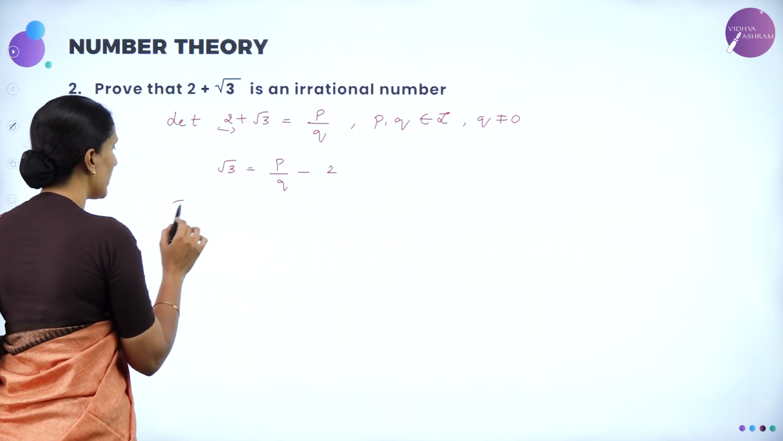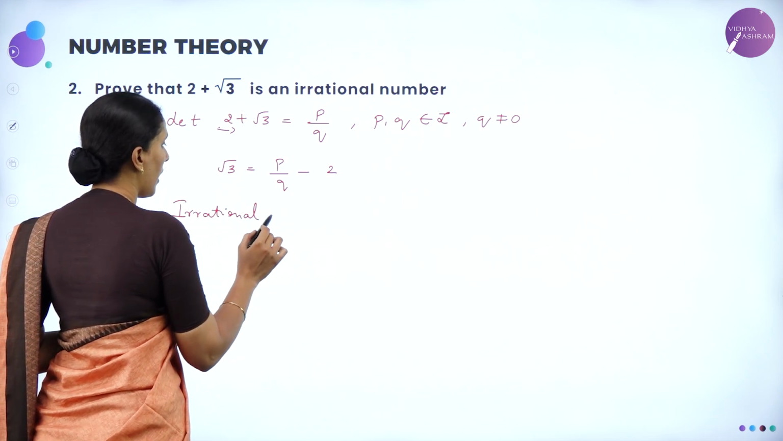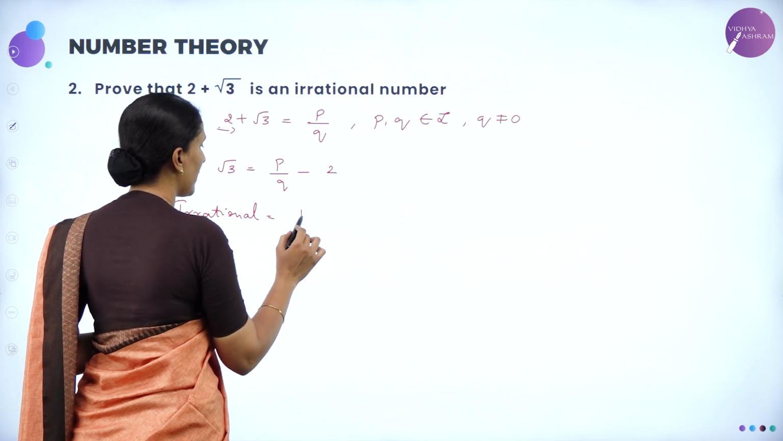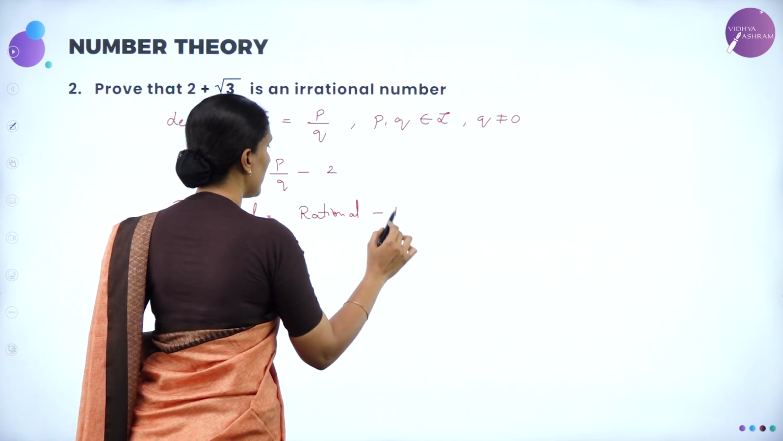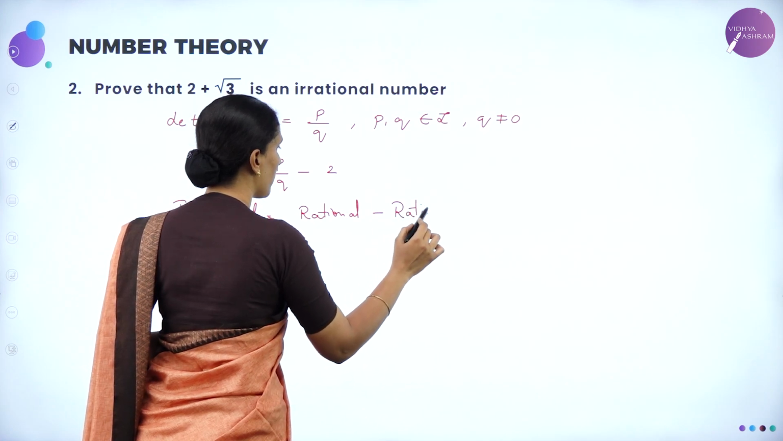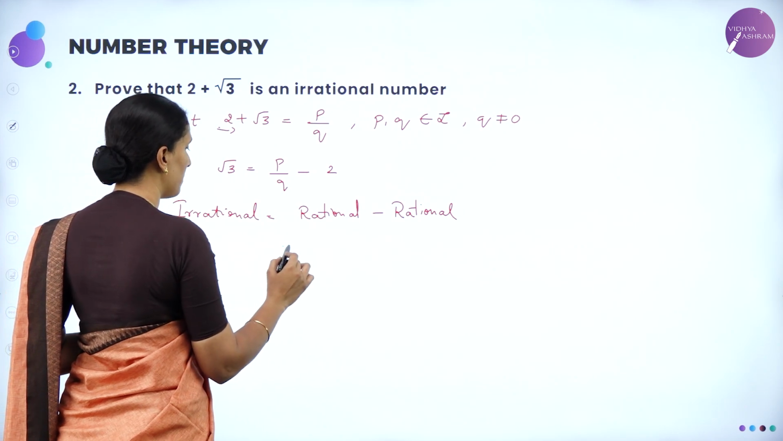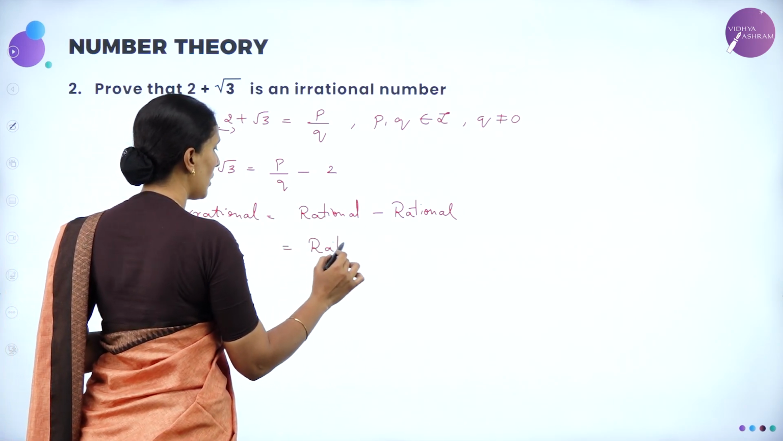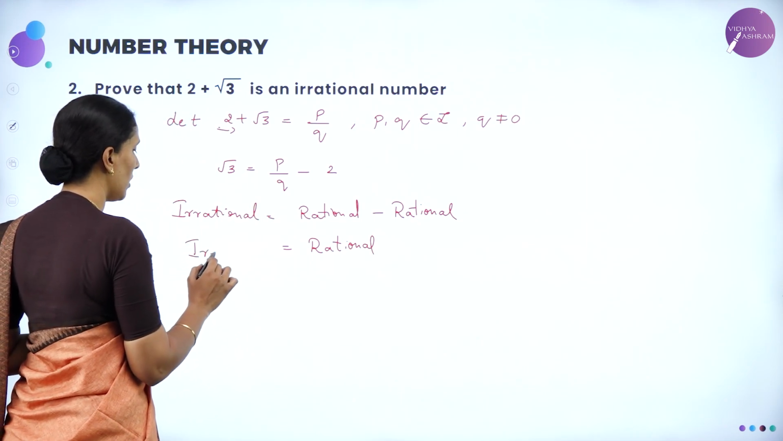Now root 3 is an irrational number, and p by q is a rational number, and 2 is a rational number. So when you subtract two rational numbers, the result is a rational number. But root 3 is irrational.